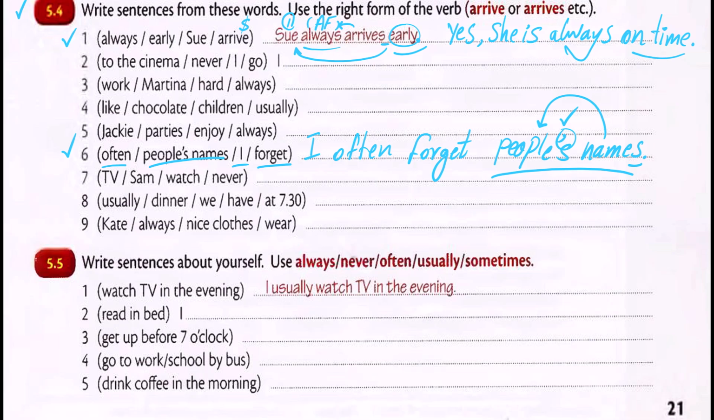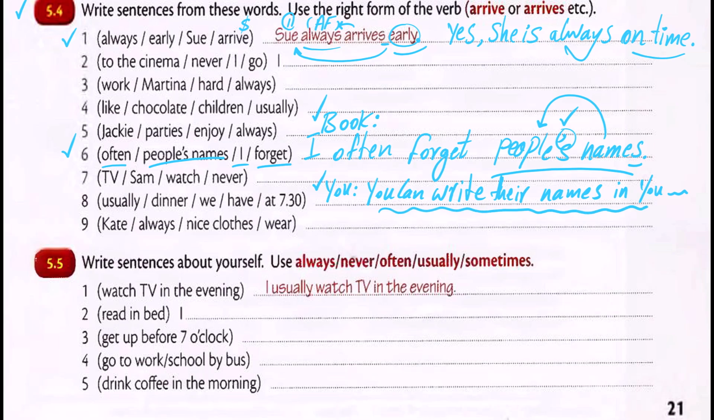Okay, somebody says this sentence to you. Imagine that you are talking with someone. I often forget people's names. This is the book, okay? Now it is you. Well, you say you can write their names in a notebook, their names in your mobile phone, in anything you like, huh? So this is the book and it is you. You're going to produce a new sentence. Anything. It is very important to start making sentences.